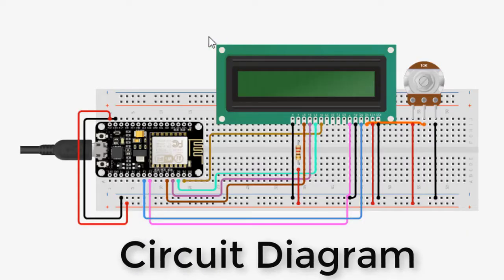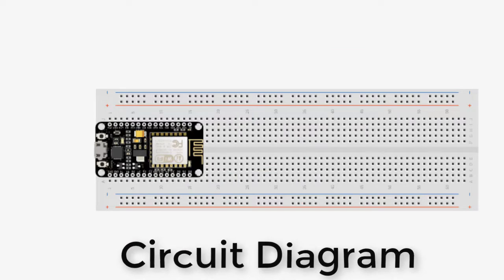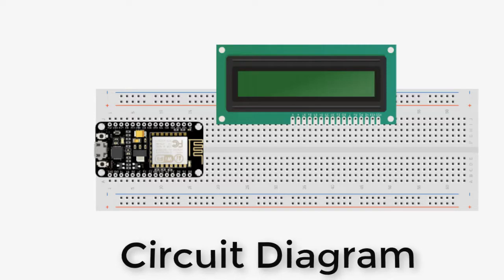Circuit diagram for internet clock using NodeMCU ESP8266 and 16x2 LCD, using NTP client. First of all, place a NodeMCU board on the breadboard. Now place a 16x2 LCD display. Place two 220 ohm resistors, but this step is optional, you can skip it. Now place a 10k potentiometer.